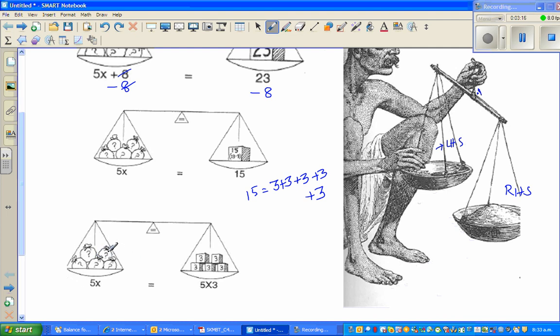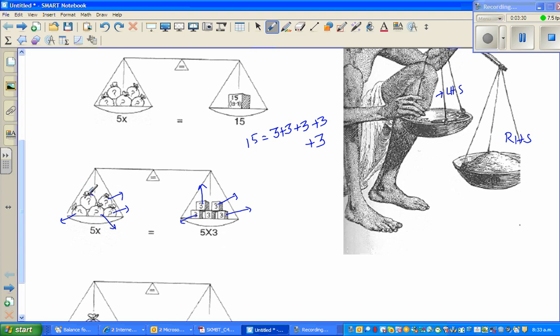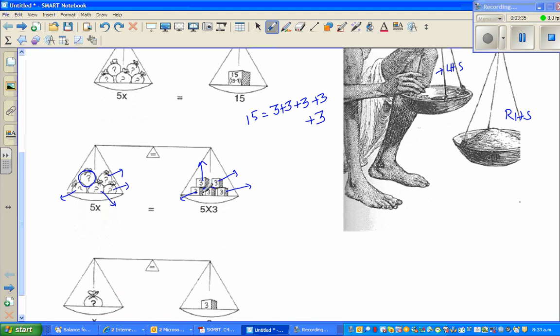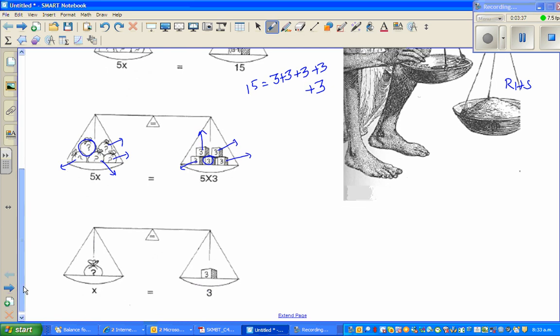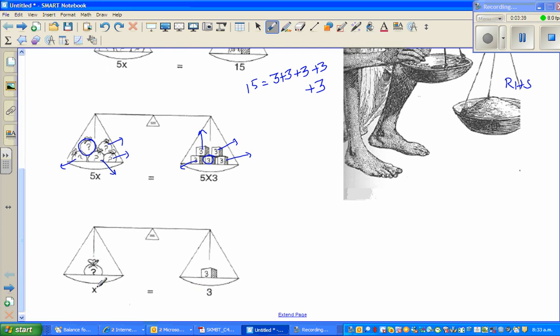So you can compare both. If you take 4 of these out, you have to take 4 of these out. What remains is one bundle of something, what is that? And that is equal to this. So this bundle is equal to 3. So this unknown, x is equal to 3. Okay, see you in the next video.